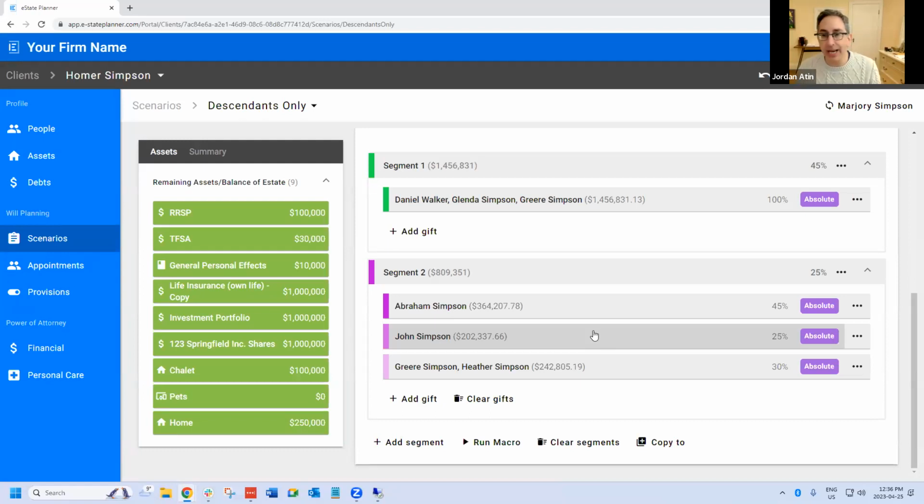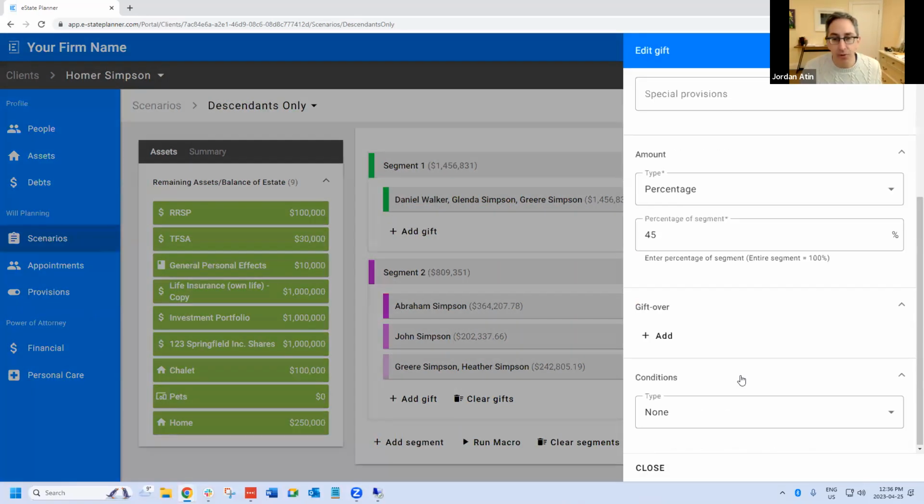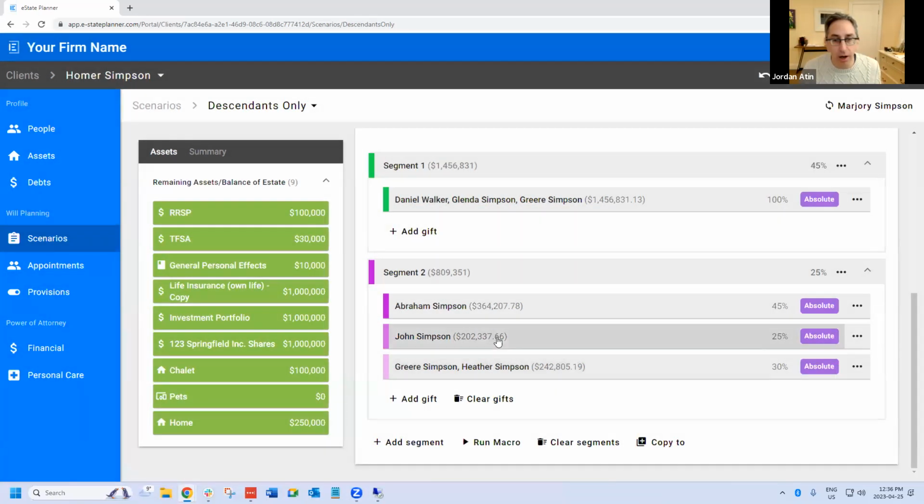Why don't we just say Daniel, Glenda, and Greer split 45%, and then figure out what 45% of 25% would be, and then put that fraction in as its own segment, et cetera. Well, the impact of putting a bunch of gifts within one segment is, if Abraham's not alive, right, and there's no gift over, for example, it's going to automatically go back into this segment two to be redistributed among John and Greer, right?